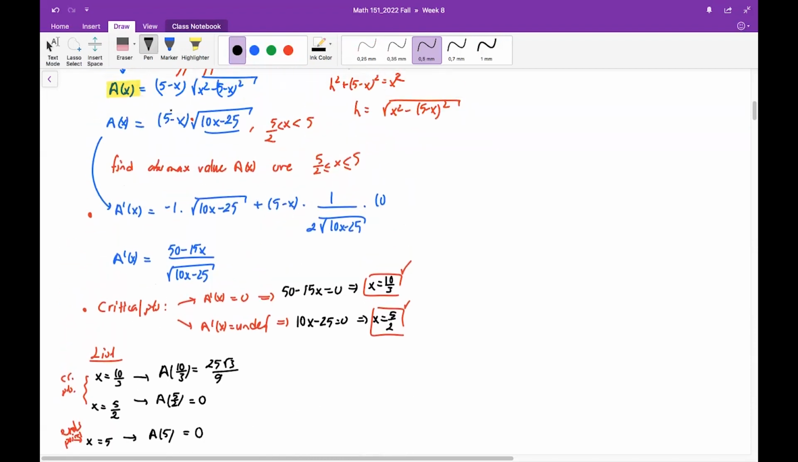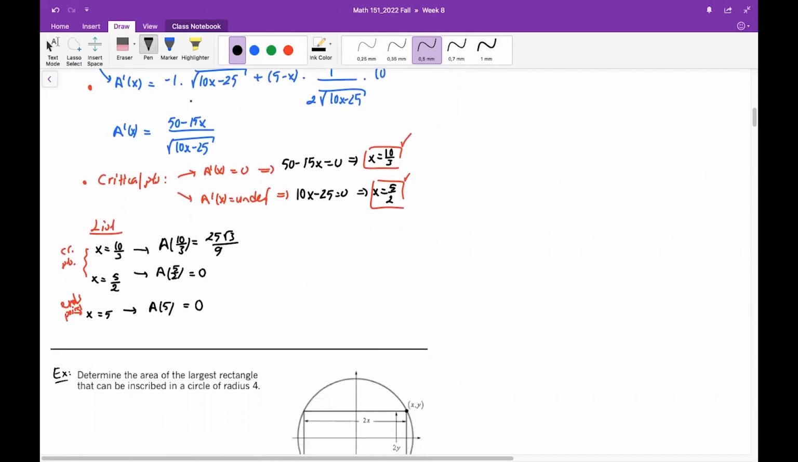Look at your A function. A(5) is 0, A(5/2) makes this part 0, and at this critical point, it gets this value. And among this list, you can easily see that this is the biggest value. So the absolute maximum value of the area function is this number, and it is attained at this x value, okay?